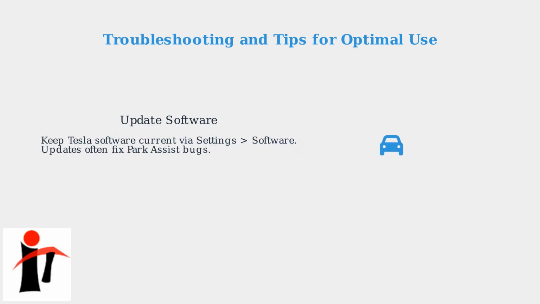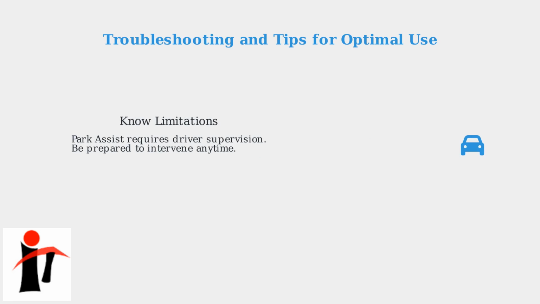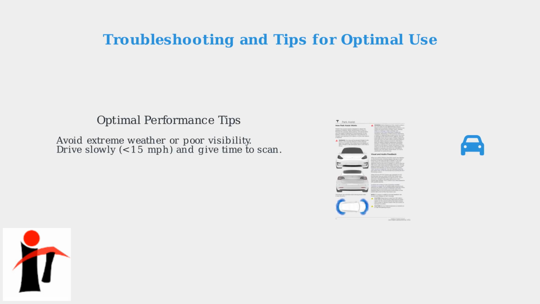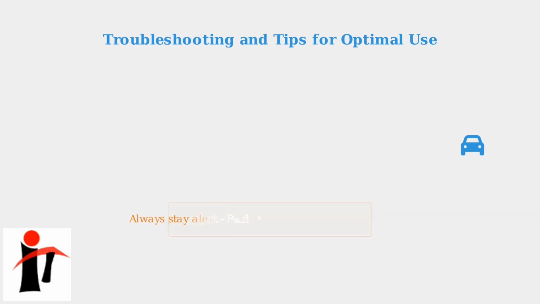Remember the system's limitations. Park Assist always requires driver supervision, and you must be ready to take control at any moment. For best performance, avoid using Park Assist in extreme weather conditions or areas with poor sensor visibility, such as heavy rain or fog. Park Assist works most effectively when you drive slowly, below 15 miles per hour, and allow the system ample time to scan for suitable parking spaces.